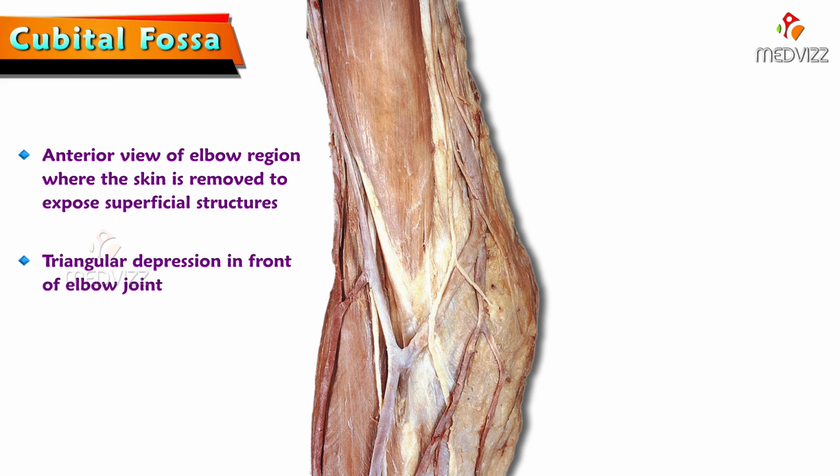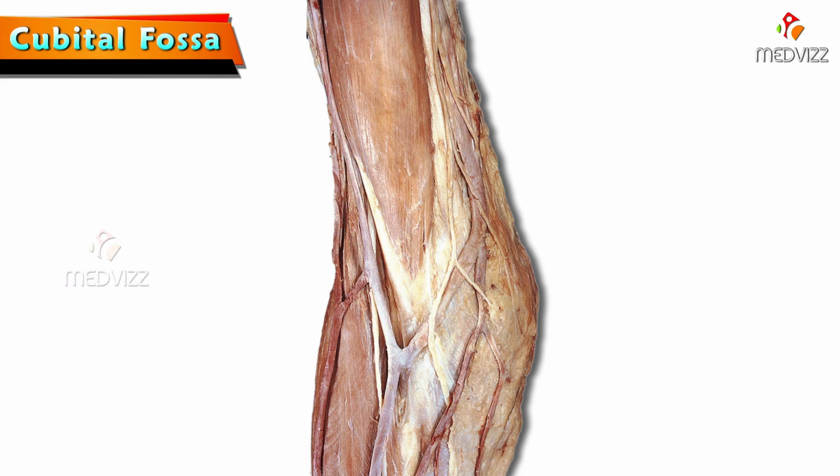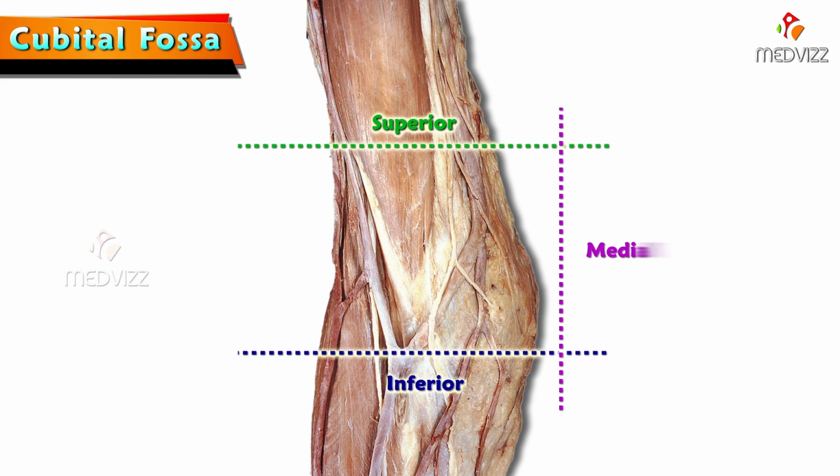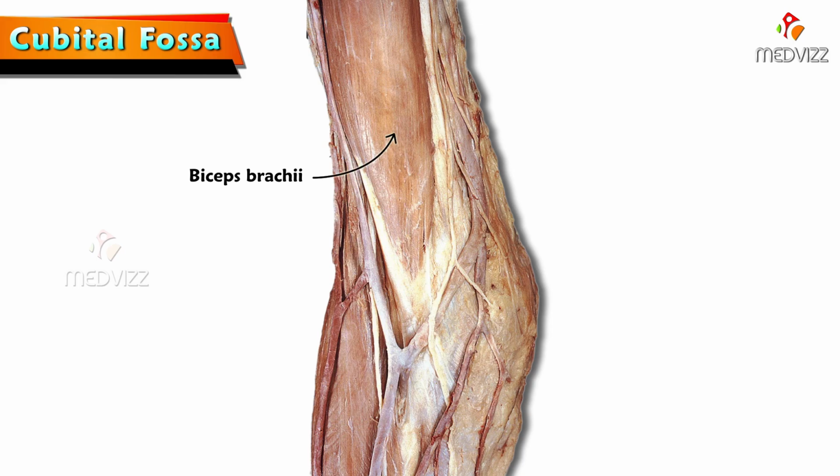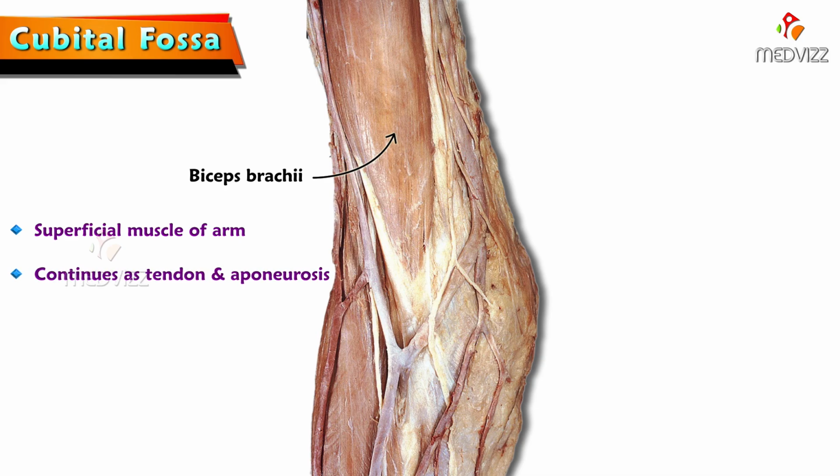In this specimen, we can see the contents of the superficial fascia, which forms part of the roof of the cubital fossa. Let's check its orientation: superior, inferior, medial, and lateral. We can identify this as the superior end by looking at the biceps brachii, which is a superficial muscle of the arm. And if we trace the biceps brachii, it continues as the tendon and aponeurosis.